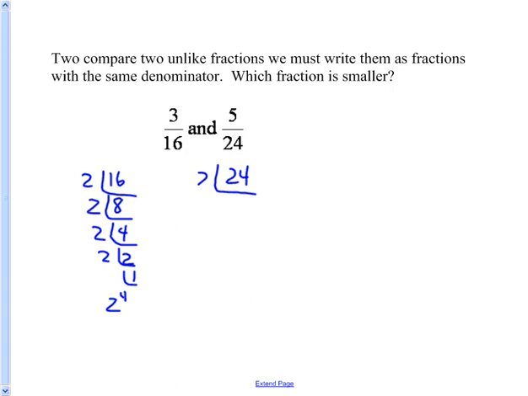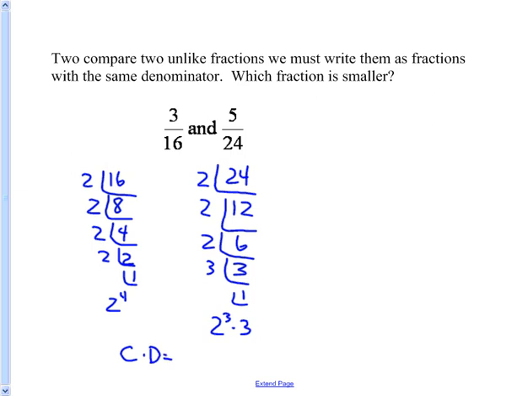And then 24, well, 2 goes in there 12 times, and 2 goes into 12 6 times, and 2 goes into 6 3 times. And of course 3 goes into 3 once. So 24 is 2 cubed times 3. So my common denominator would be, remember, we list the factors that are present. There's 2's and there's 3's. And then we take the largest power.